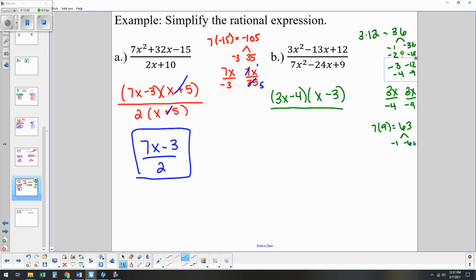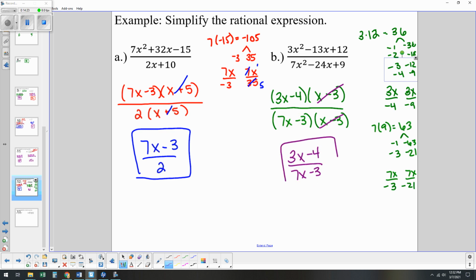So negative 1, negative 63, 2 doesn't go in, negative 3, negative 21. That's our pair. So we're going to do 7x over negative 3 and 7x over negative 21. So this doesn't reduce, so we're going to keep 7x minus 3. And this divides by 7, so 1 over negative 3, or x minus 3. So here our x minus 3's will cancel, and I'm left with 3x minus 4 over 7x minus 3.